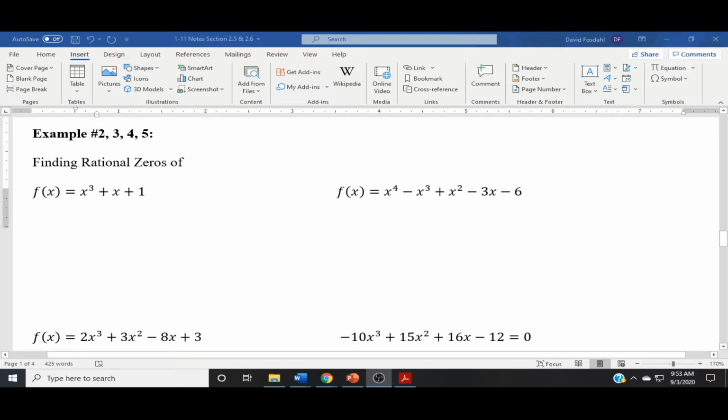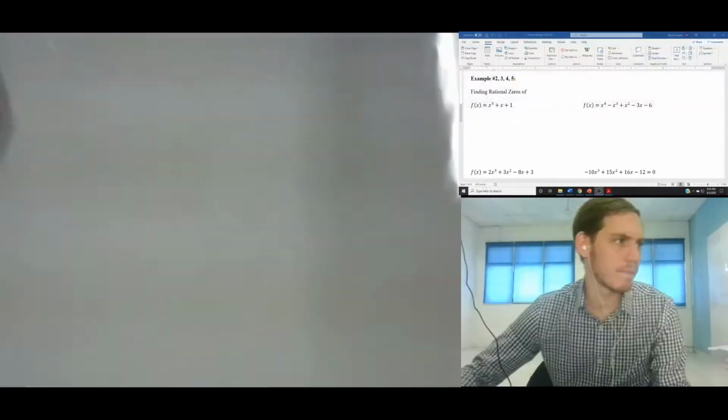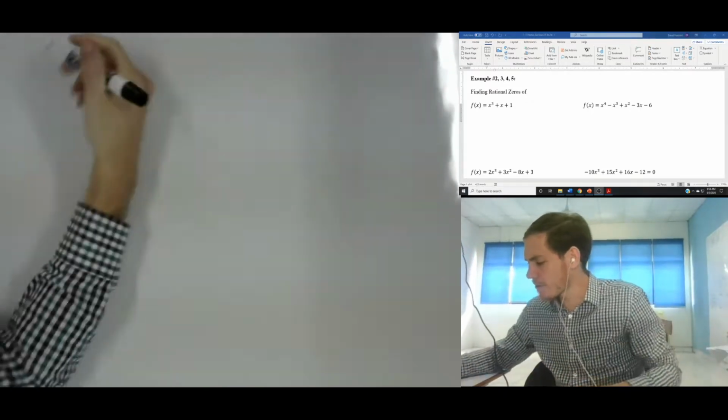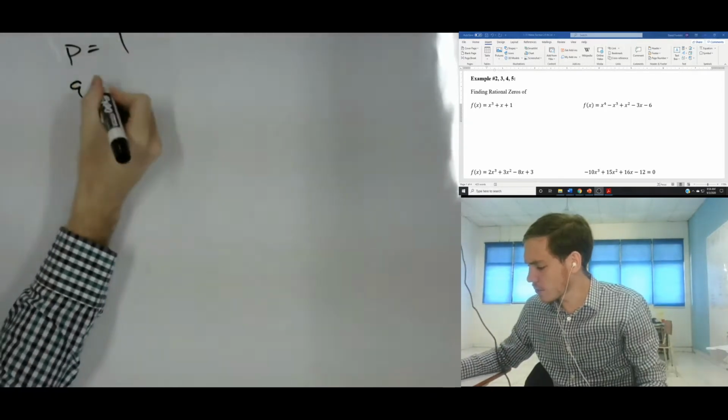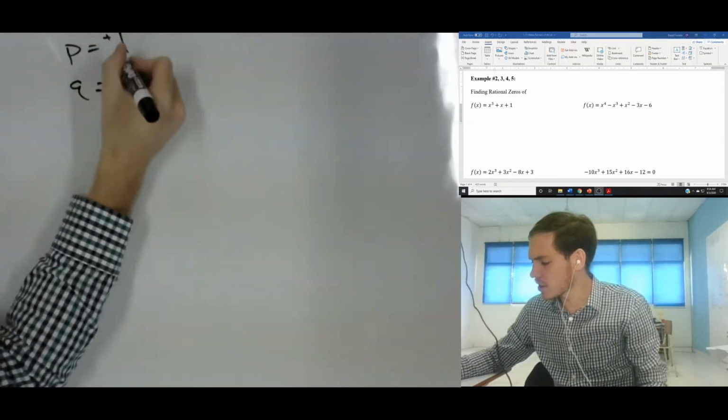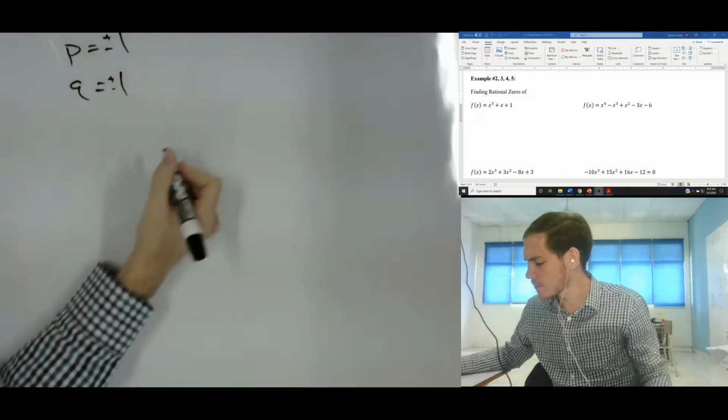So example 1, finding rational zeros of x cubed plus x plus 1. We're going to do the rational zero test. Okay, let's work through this. So p is going to be a factor of 1. Q is going to be a factor of 1. So both of these can be plus or minus.